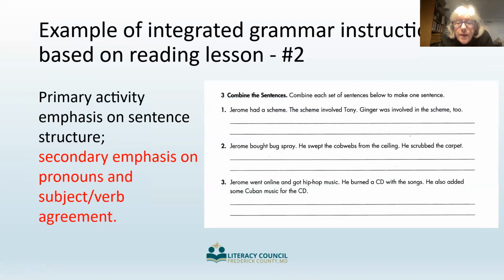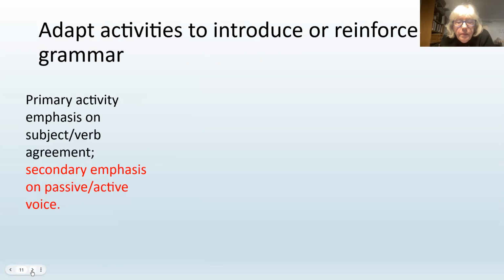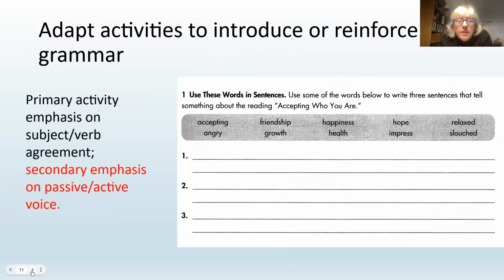Here again, the grammatical concepts of subject-verb agreement and the use of pronouns are implicitly taught, along with the main focus of sentence structure. Finally, there's an example of how you can integrate grammar if you want. For example, using the active voice. This is primarily a vocabulary activity, but you can encourage the student to create sentences with themselves as the person doing or feeling the action. And you don't need to explain at this point the difference between active and passive voice.